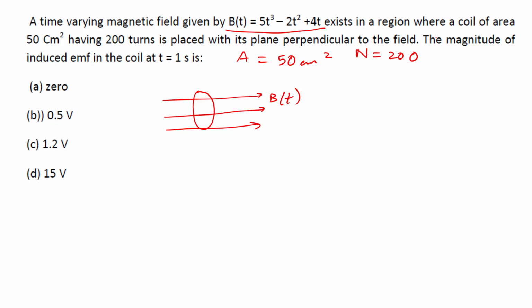So the question is the magnitude of, of course, since the magnetic field is varying in this conducting coil, there will be EMF induced. So we need to find out what will be the EMF induced in the coil at t equal to 1 second. So EMF induced, if we only talk about the magnitude, it will be d phi by dt. And what will be phi? It will be d by dt of B, A, and number of turns.